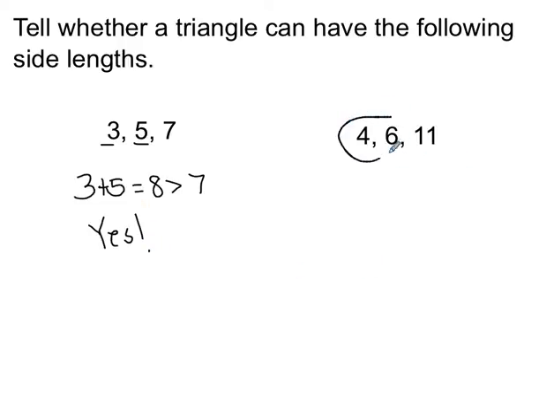But in this case, I'm going to take my two smallest side lengths, 4 plus 6, that's 10, that's less than 11. That cannot be a triangle. So it has to be greater than, it can't even be equal to.